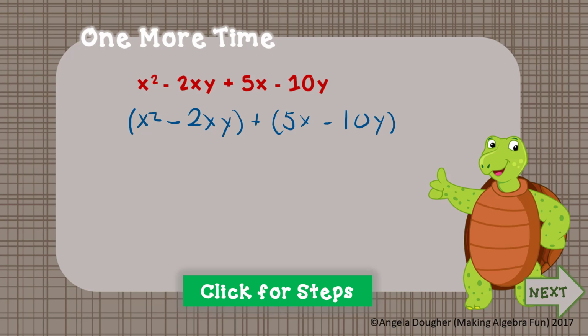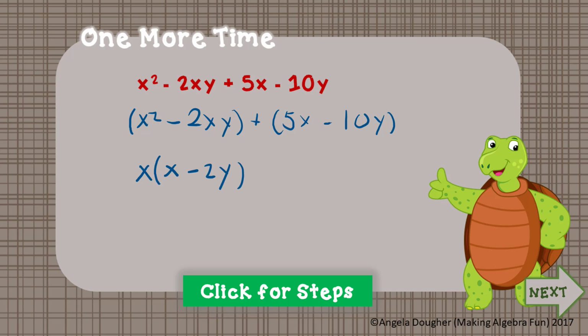Now, what can we factor out of this first one? This first one, we can factor an x for sure. An x is in both of them, and it looks like the only value that's in both of them. So if we took an x out of there, x times what gives you x squared? x times x. Okay, then x times what gives you a negative 2xy? Well, for sure, we need a negative 2, and that would give us a negative 2x, but we still need a y there.